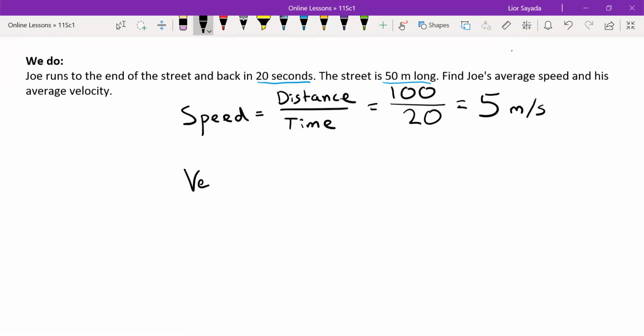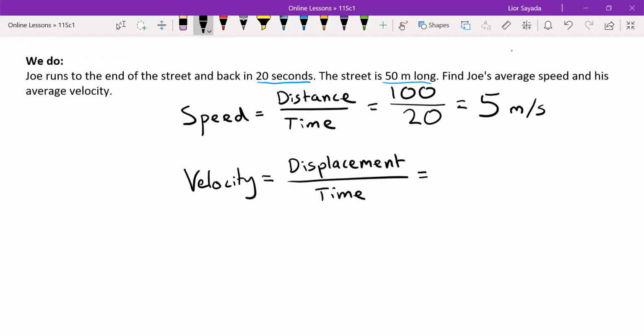Now, velocity is different. If speed is distance over time, what's the equation for velocity? Say your answer to the video now. The equation for velocity is displacement divided by time, because we need to link the vector quantity to the vector quantity. The scalar quantity speed is the scalar quantity distance over time, but the vector quantity velocity is the vector quantity displacement over time. So, looking at the question, what do you think the displacement is? Pause the video, have a think. Once you're ready, come back to the video.